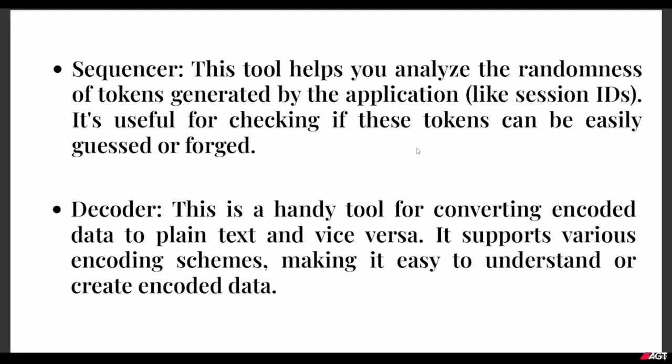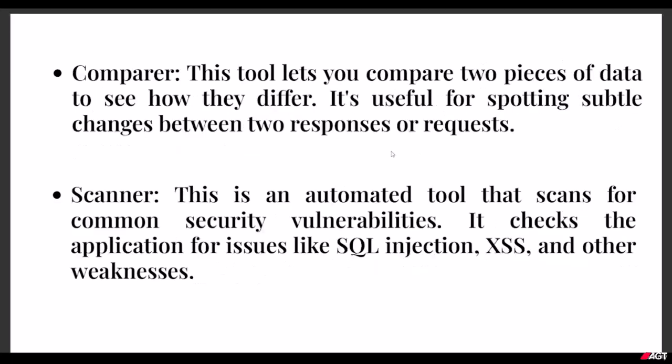Next is the Sequencer tool, which can analyze the randomness of tokens like session IDs to check if they can be easily predicted. And then we have the Decoder. The Decoder tool converts encoded data to plain text and vice versa, supporting various encoding schemes. Next is the Comparer tool, which can compare two pieces of data to highlight differences, useful for spotting subtle changes. And then we have the Scanner tool, which can automate the search for common security vulnerabilities, providing a thorough security assessment.